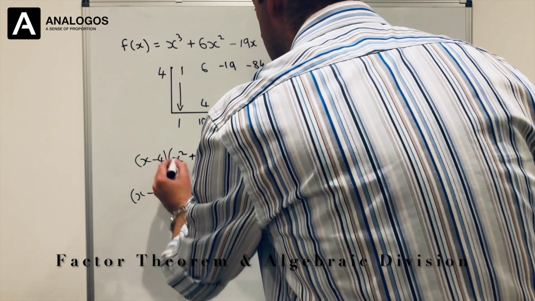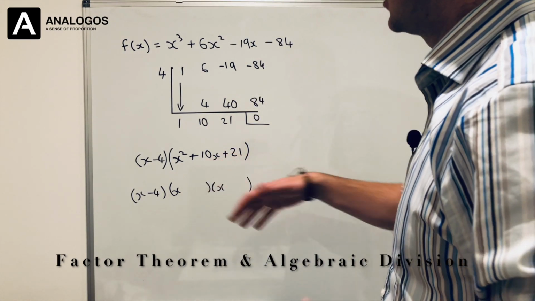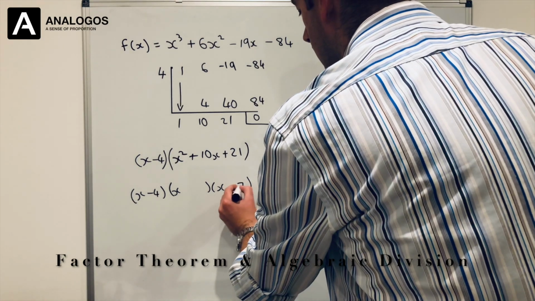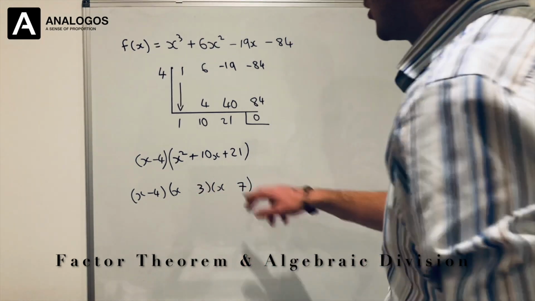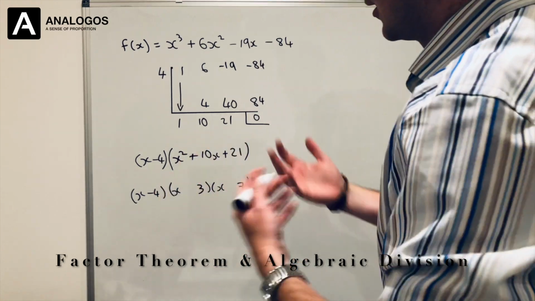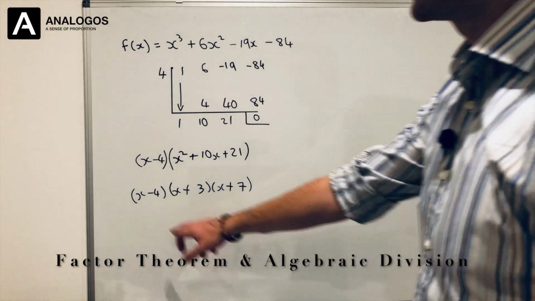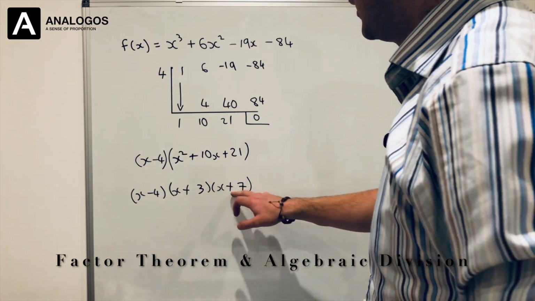So we've got x minus 4, can't do much more with that, but we can factorise this one. So x squared would obviously have to be x and x. What are the factors of 21 that would give you 10? It's going to be 7 and 3. Doesn't matter which way you put them this time because the signs are the same and they're both positive, so you're going to add them together anyway. So final answer would be x minus 4, x plus 3 and x plus 7.